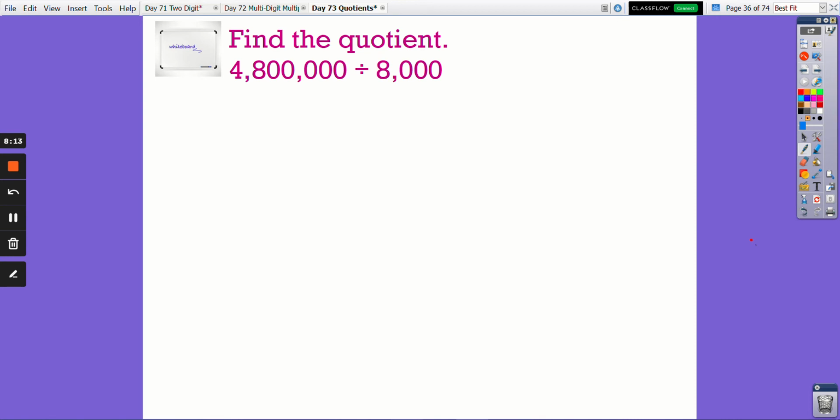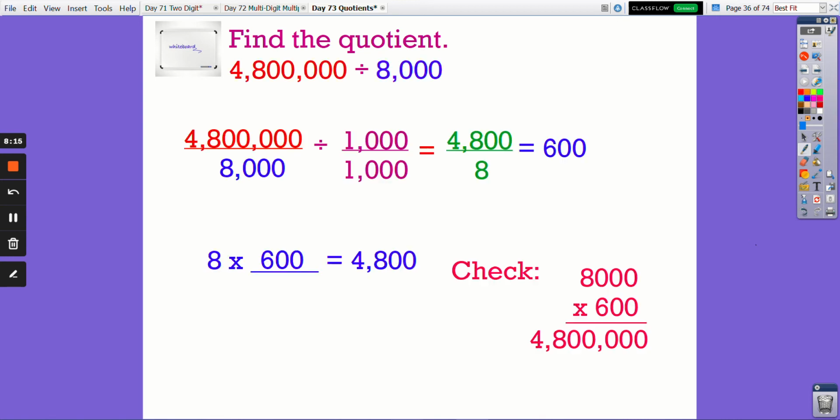Okay, welcome back. Here we go. Are you ready? First, you have to set the problem up correctly. 4,800,000 divided by 8,000. We have 3 zeros down here, so we're going to divide by 1,000. So we get our divisor as a single digit. That's what we're trying to do, make our divisor as small as we can. Because now we know 48 divided by 8 is 6, and then we have these 2 zeros. So we get 600.